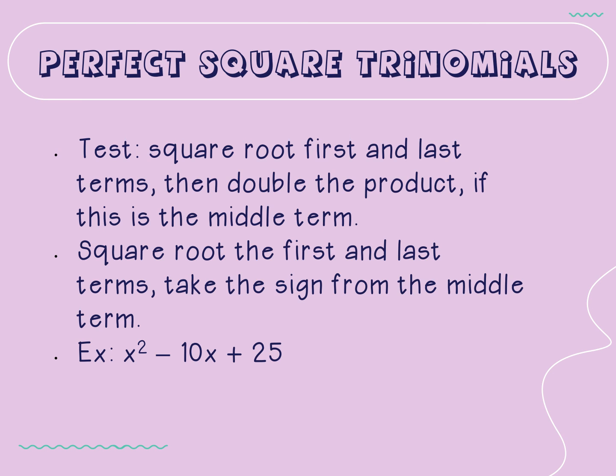And I know yesterday I told you whenever you have a binomial squared, and after you FOIL that, it turns into a perfect square trinomial. Now, not all of these, we have to test it first. And the way that we can test this is we're going to square root the first and the last term. And then if we double the product, if that equals the middle term, then all you have to do is square root the first and the last, take the sign from the middle, and you're going to square it. So let me show you what I mean by that.